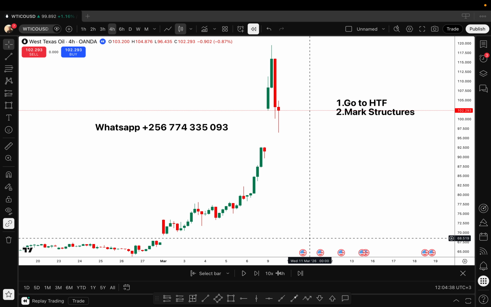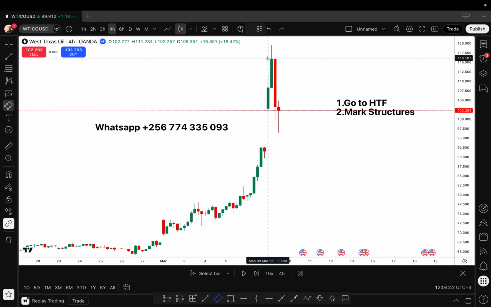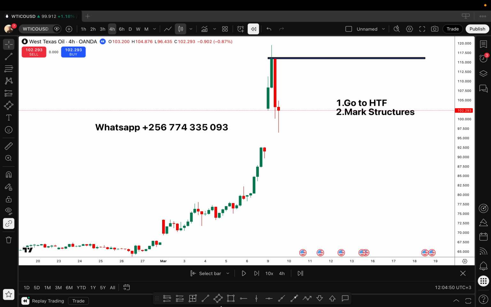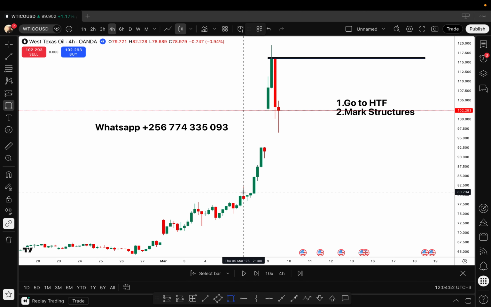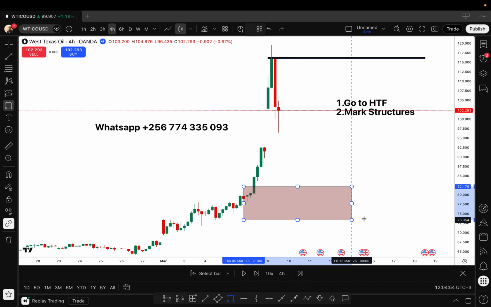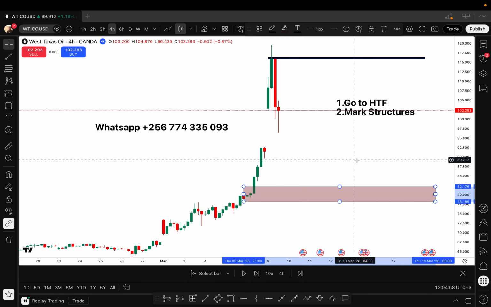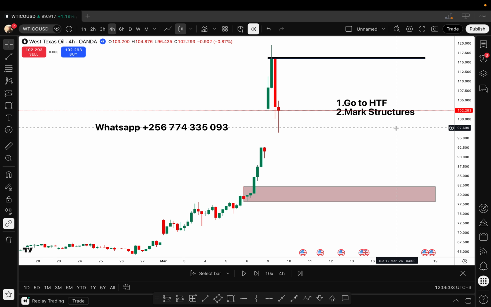What are the structures we're going to mark? We are going to mark support and resistance, or demand and supply. Now I don't see any support zone, but I can see a resistance zone here. This is why the tricon strategy is so solid. Then down here I can see a demand zone. So down there is a demand zone, while up we have a resistance zone.